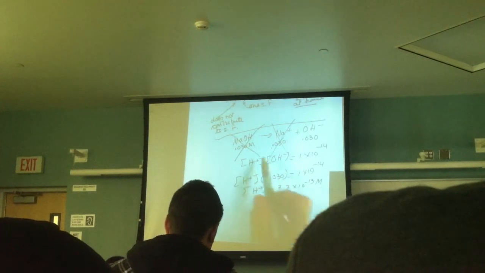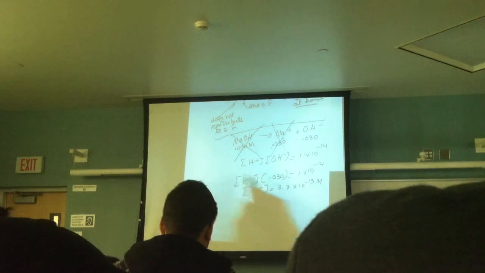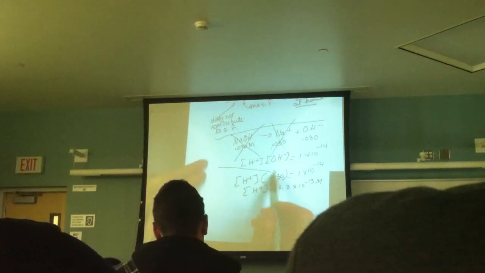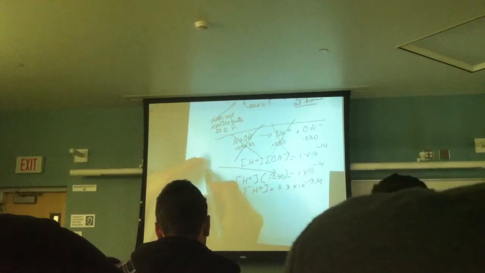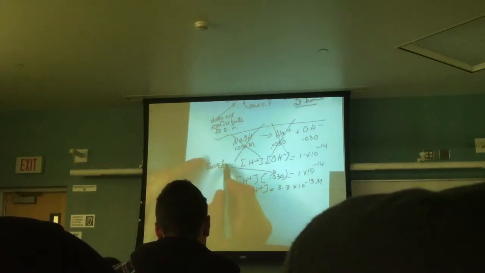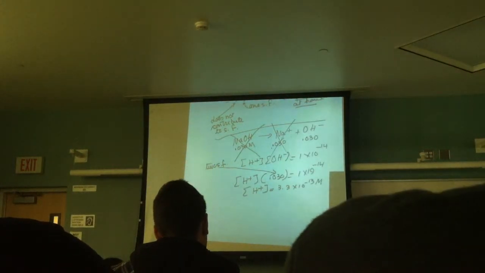When I say 0.03, how many sig fig is that? 0.03, how many sig fig? 2 sig fig. I need to end up with 2 sig fig. Do I have 2 sig fig here? Yeah.